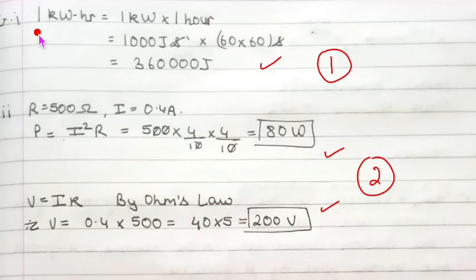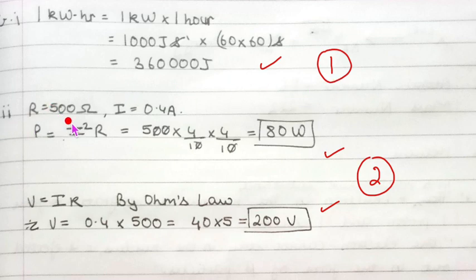Let's see how we write it. So we write 1 kilowatt hour is 1 kilowatt multiplied by 1 hour, like so. And 1 kilowatt is 1000 joules per second, and 1 hour is 3600 seconds. Now when you multiply this, you will get 36 and these 4 zeros. That is 3.6 into 10 to the power 6 joules. That way also you can write. Avoid using megajoules because you have to convert it into SI units. So we have 1 mark for that.